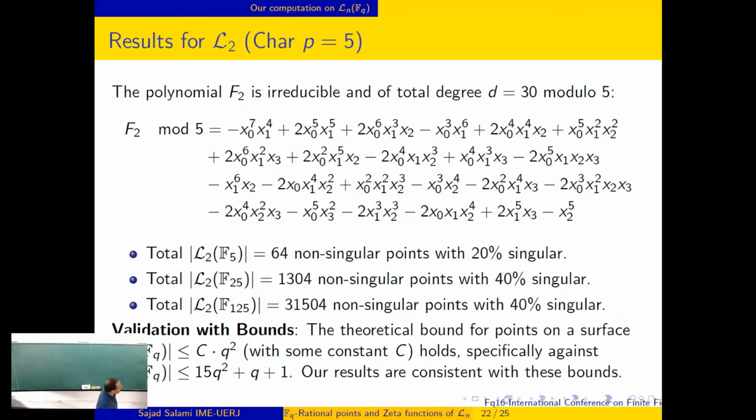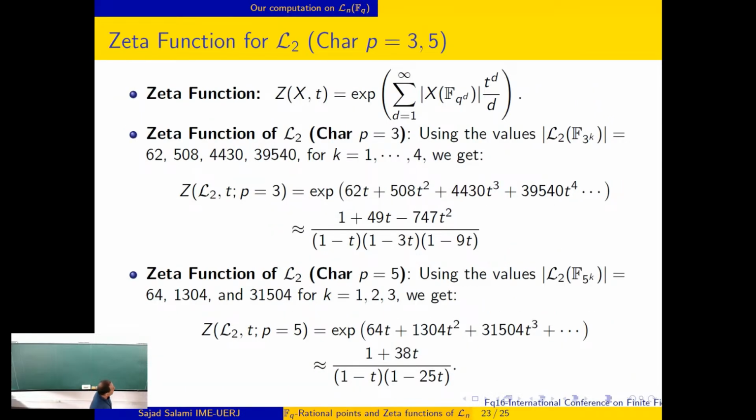So our observation is that the cardinality of the rational points satisfies some sort of inequality. And also this bound, which is stated by the algebraic conjecture, holds also for L2, L3, and L5. The zeta function is defined in this form for any projective variety. In the case p equals 3, using these numbers, we approximate the zeta function as a rational function. So for characteristic p, using those numbers that we calculated, we estimated this one.